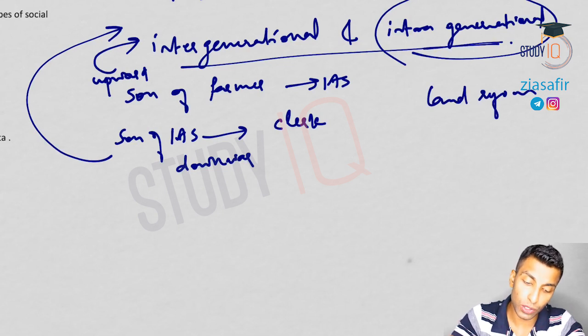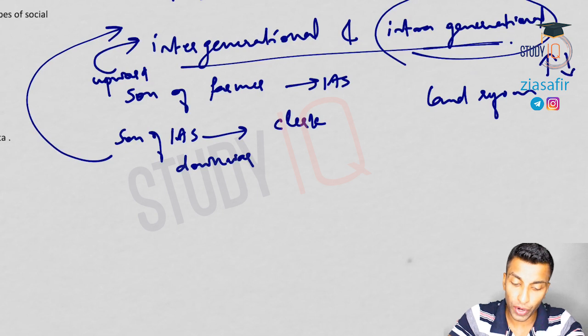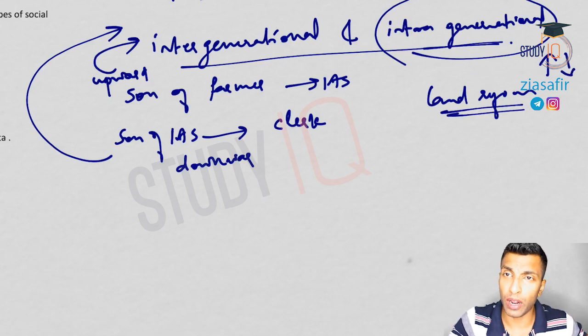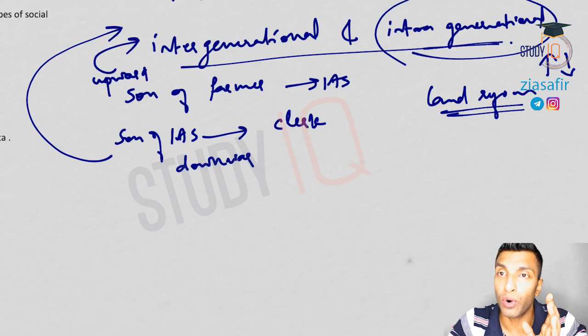Now intragenerational mobility can also be upward and downward. So what do you think land reform is an example of, upward or downward? It is for both. Why? Because those peasants or the landless people who got land after the reform, they experience what mobility? Upward mobility, because they got the land.